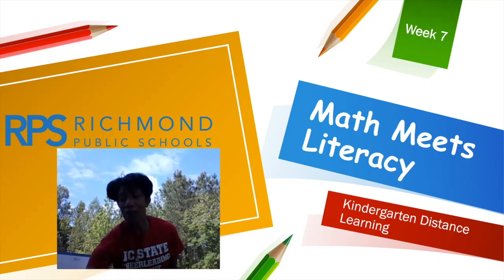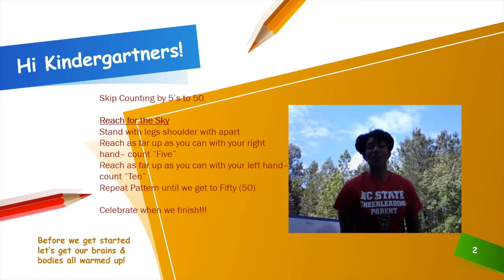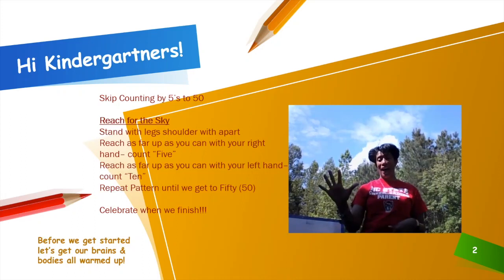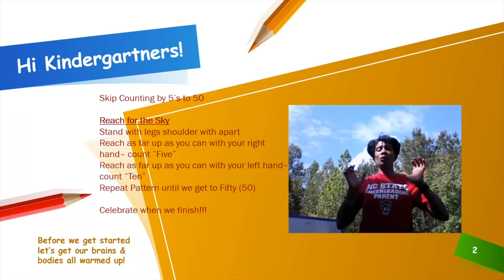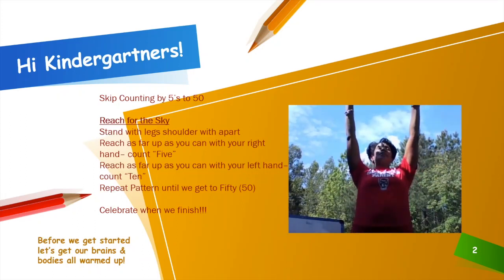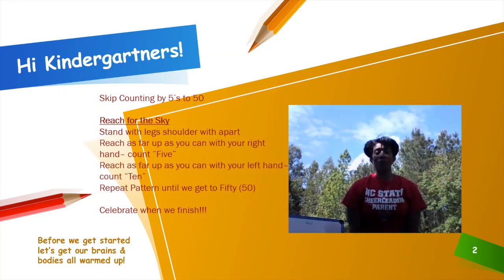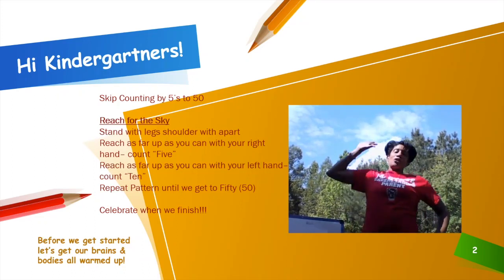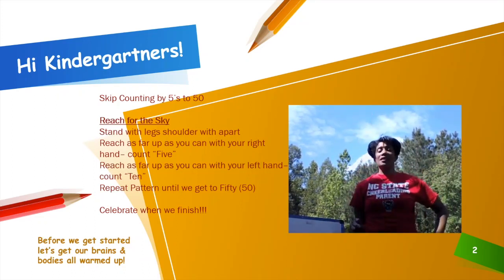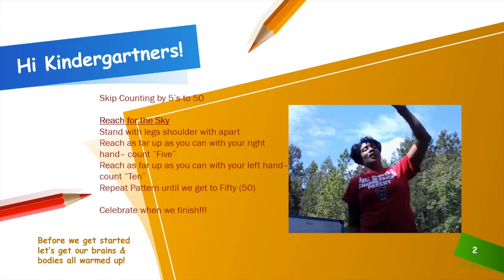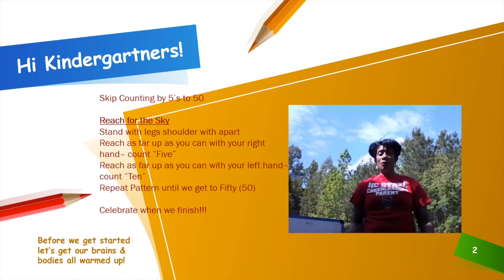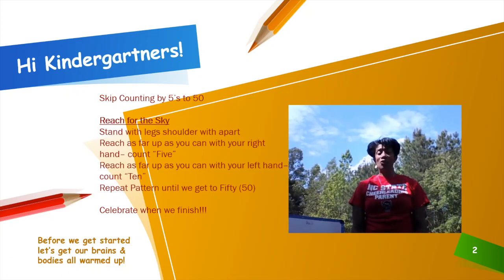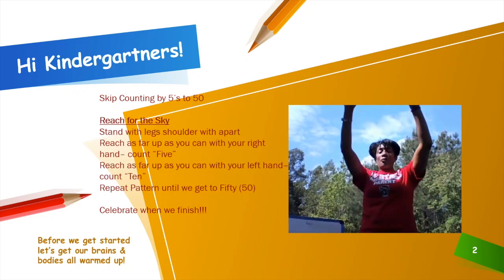Before we get started, though, you know what we're going to do. Math and movement. And today we're going to skip count by fives. When we skip count by fives, we're going to reach up for the nice blue sky. We're going to stand with our feet shoulder width apart, and we're going to stretch with our right hand and say 5. Stretch with our left hand and say 10. And we're going to keep going with that pattern until we get all the way to 50. And when we finish, we're going to celebrate, okay?